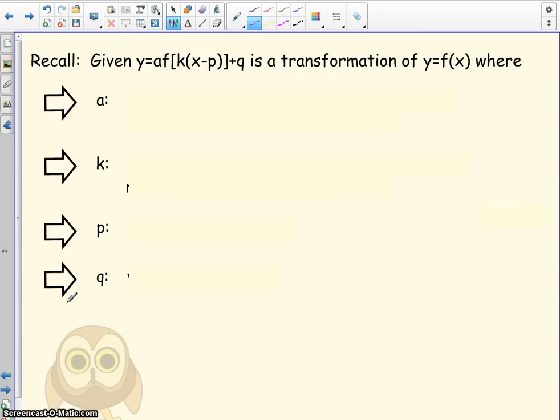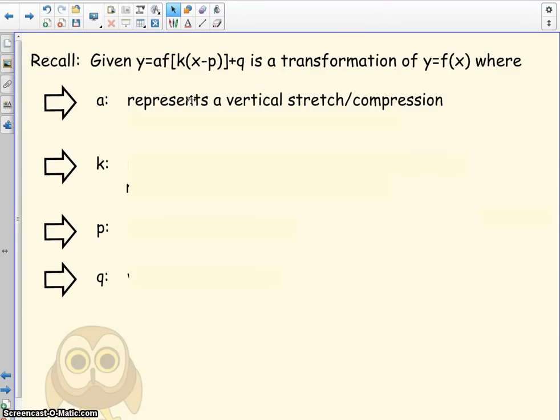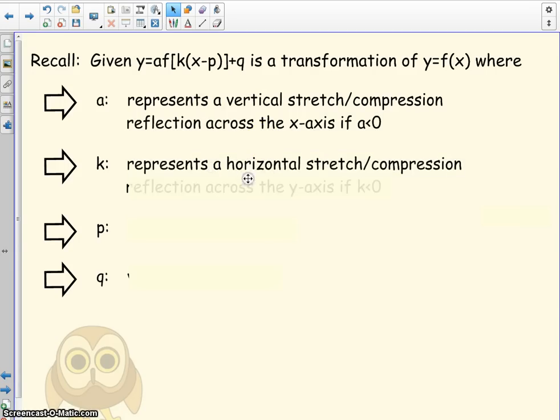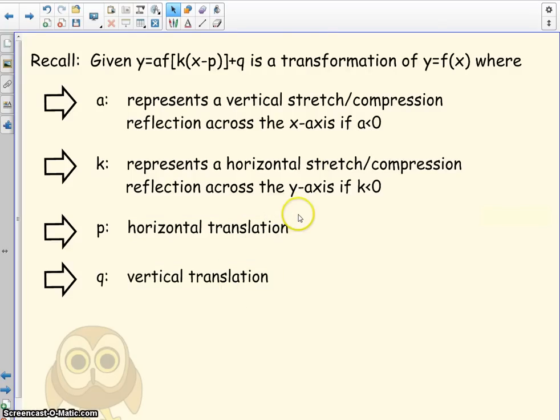Okay, so some other things to remember, going back to Unit 1, when we first looked at transformations, if I'm doing just a general transformation of a function f of x, so I have a times f of bracket k times bracket x minus p plus q, just stating all your transformations, remember that a is your vertical stretch or compression, and potentially reflection if a is negative. k told you a horizontal stretch or compression, potentially reflection across the y-axis. And p and q was your horizontal and vertical translations respectively.